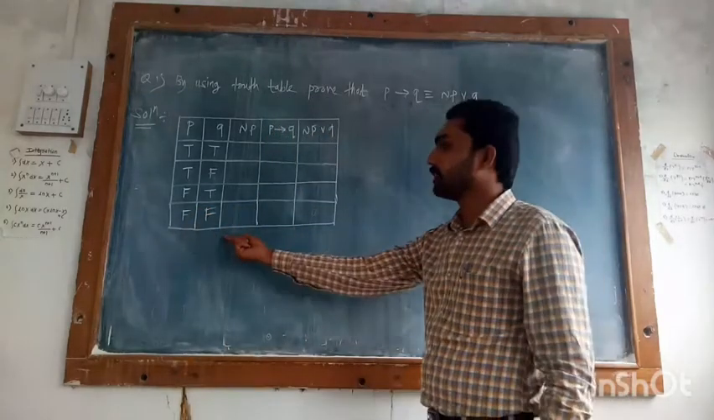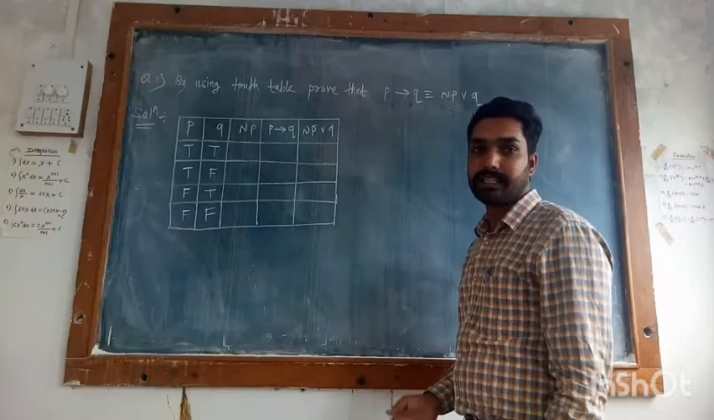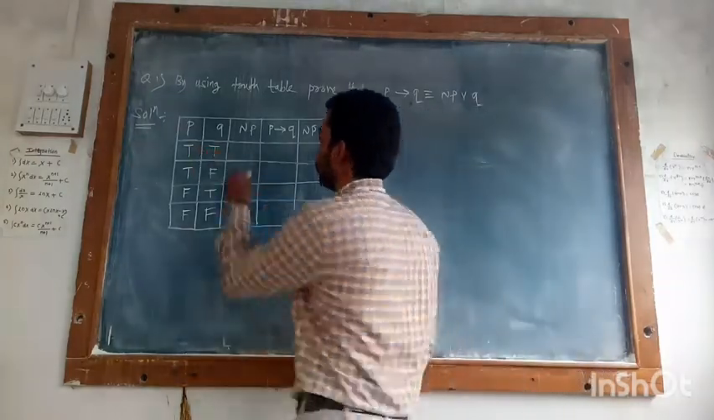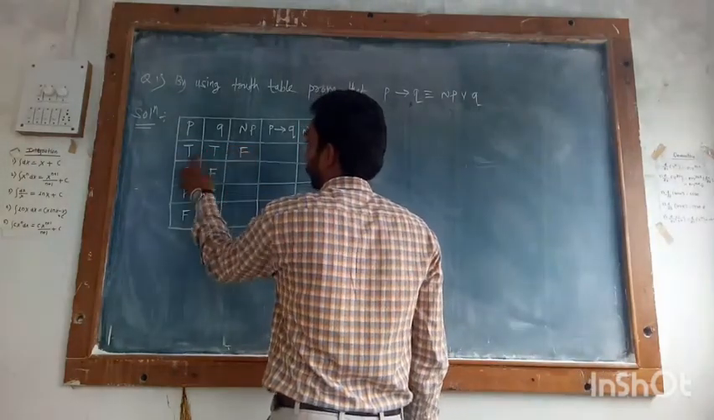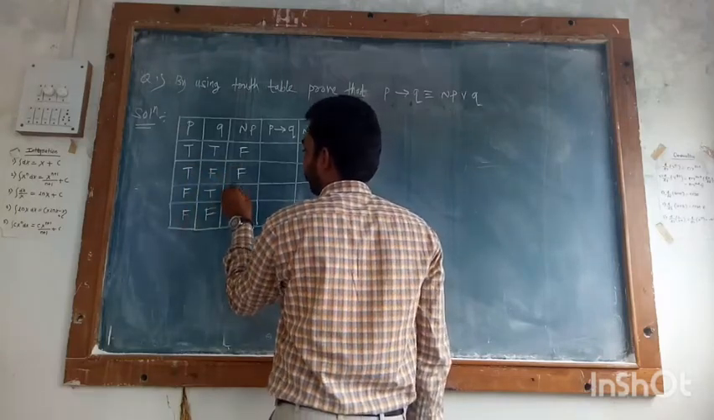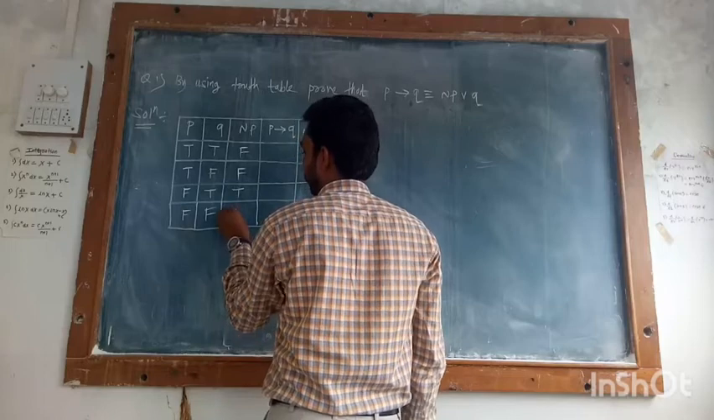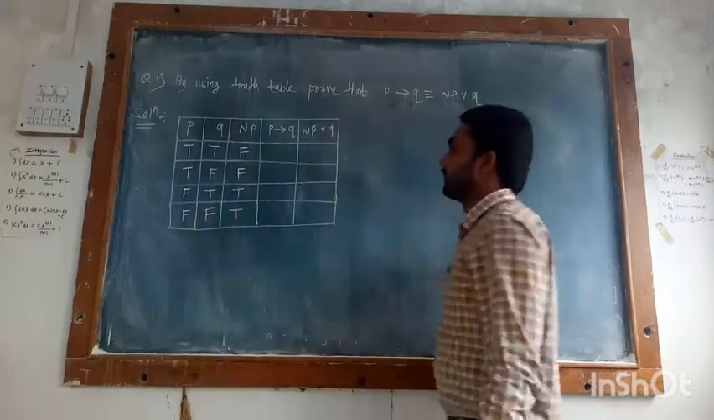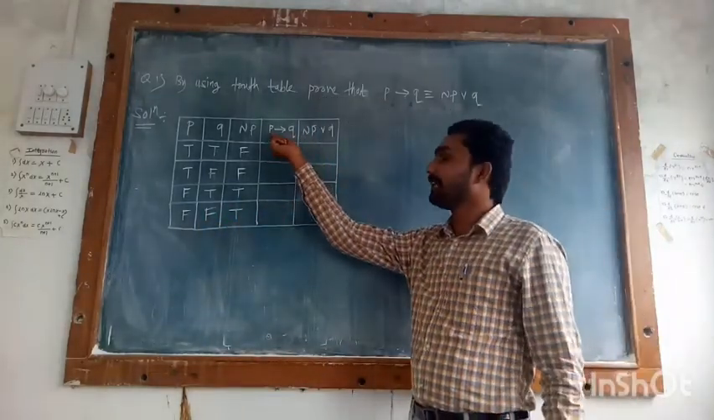Next, the third column becomes negation of P. Negation of T is F, again negation of T is F, negation of F is T, and again negation of F is T. Okay, so the next column is P implies Q.